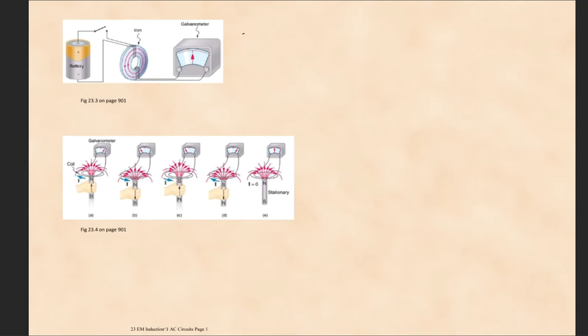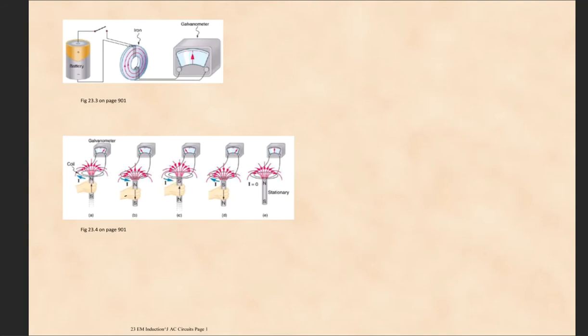There are a few things to notice about this, though. The direction changes. Sometimes the needle swings left, sometimes the needle swings right, and while the switch is open or while the switch is closed, the needle reads 0, meaning there's no current flowing in this secondary loop. It only moves when a change occurs, when the switch opens or when the switch closes.